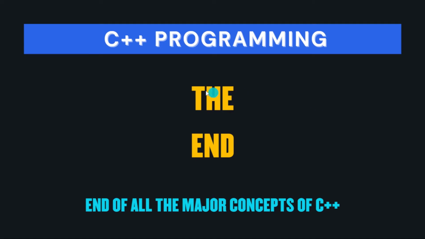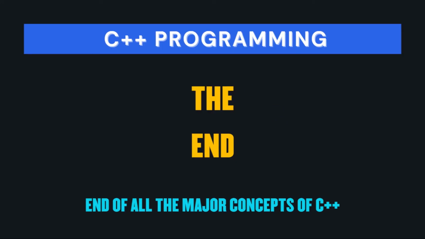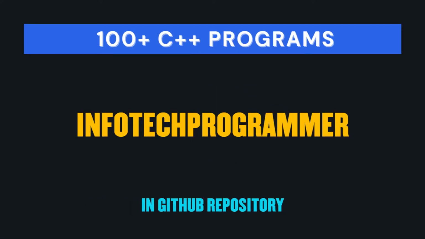So what you have to do is just read the notes. Along with that, you have to make the programs also. And if you want to write the things, you can just write also. So this was about the roadmap of C++. But now, where are the 100 plus C++ programs?